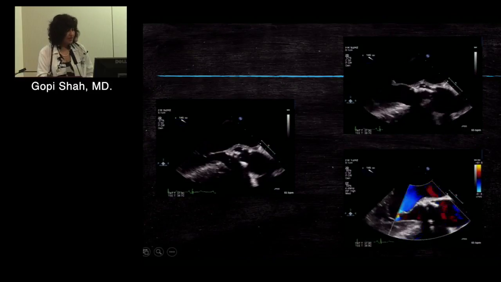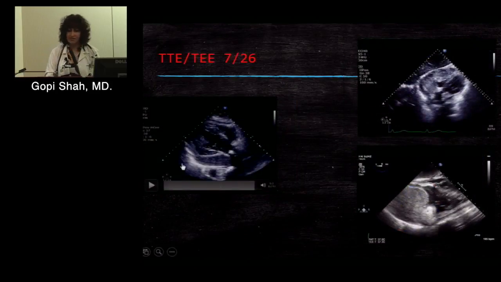This was 2 days later, the patient acutely decompensates, hypotensive, goes into cardiogenic shock. They had to resuscitate him. He gets a transthoracic and a TEE immediately in sequence, and this is what you see.